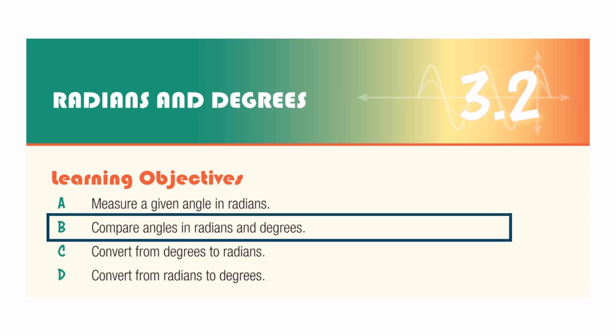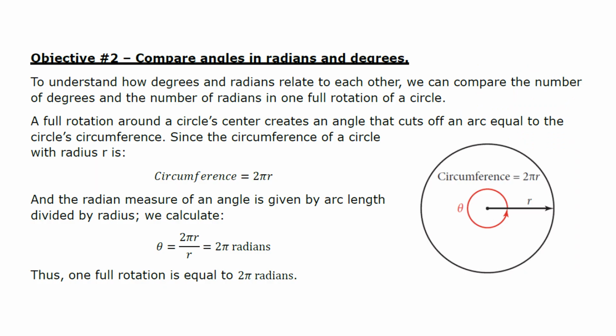Compare angles in radians and degrees. To understand how degrees and radians relate to each other, we can compare the number of degrees and the number of radians in one full rotation of a circle. A full rotation around a circle center creates an angle that cuts off an arc equal to the circle's circumference. Since the circle's circumference with radius r is 2 pi r, and the radian measure of an angle is given by the arc length divided by the radius, we can calculate theta.